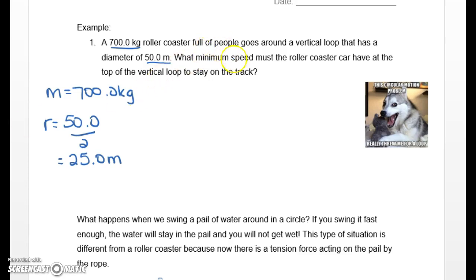So then in order to find our minimum speed, we're actually going to use that equation we came up with at the end of the last video, which was speed is equal to the square root of the acceleration due to gravity times the radius. In this case, our mass has no effect on our speed. So we can plug in all the values that we know. We know that gravity on Earth is 9.81 meters per second squared. And the radius here was 25.0 meters.